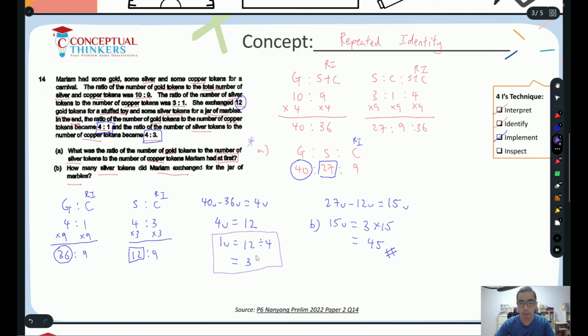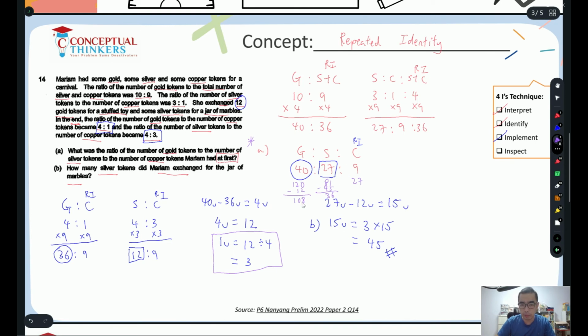So you take 40 times 3, that will give me 120 gold coins initially. Then I take 27 times 3, so that will give me 81 coins. Then I take 3 times 9, that will give me 27 coins. Okay, so I do know that something happened to the gold coins, so she exchanged 12 of them. So I can minus away 12 here. So this will give me 108. Then for silver, we know that there will be a reduction of 45. So this will give me 36. And so nothing happened to copper, right?